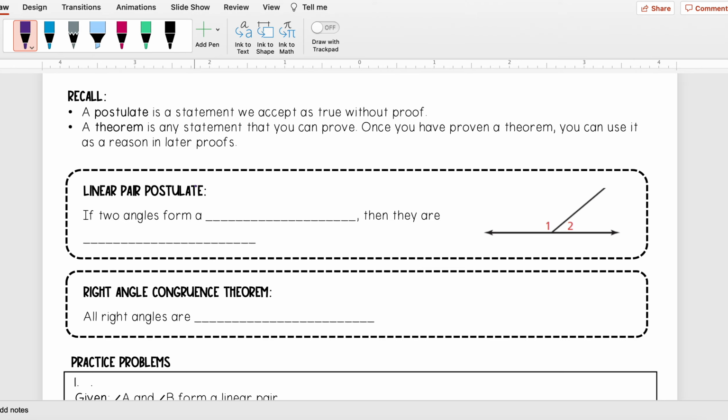This one is called the linear pair postulate. And that says if two angles form a linear pair, then they are supplementary. This is something that we learned about in our last unit. And if you recall, that means that if I'm looking here, since angle 1 and angle 2 are a linear pair, they're supplementary, and supplementary just means that the measure of angle 1 plus the measure of angle 2 is equal to 180.